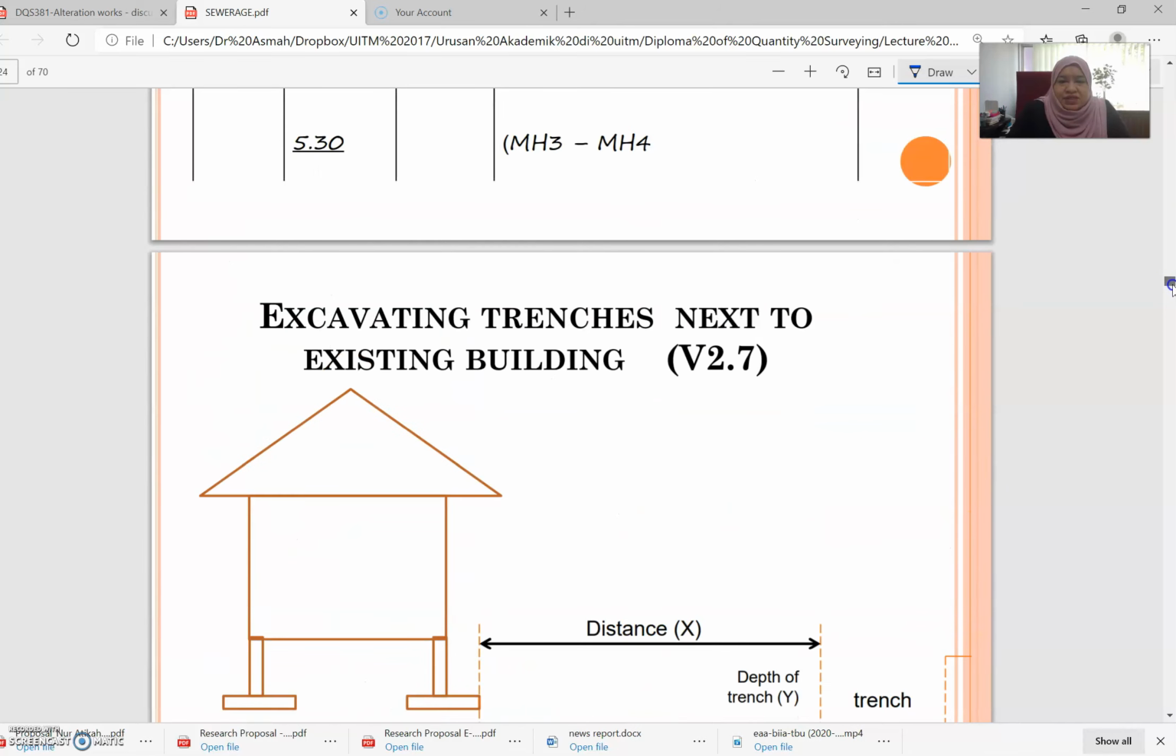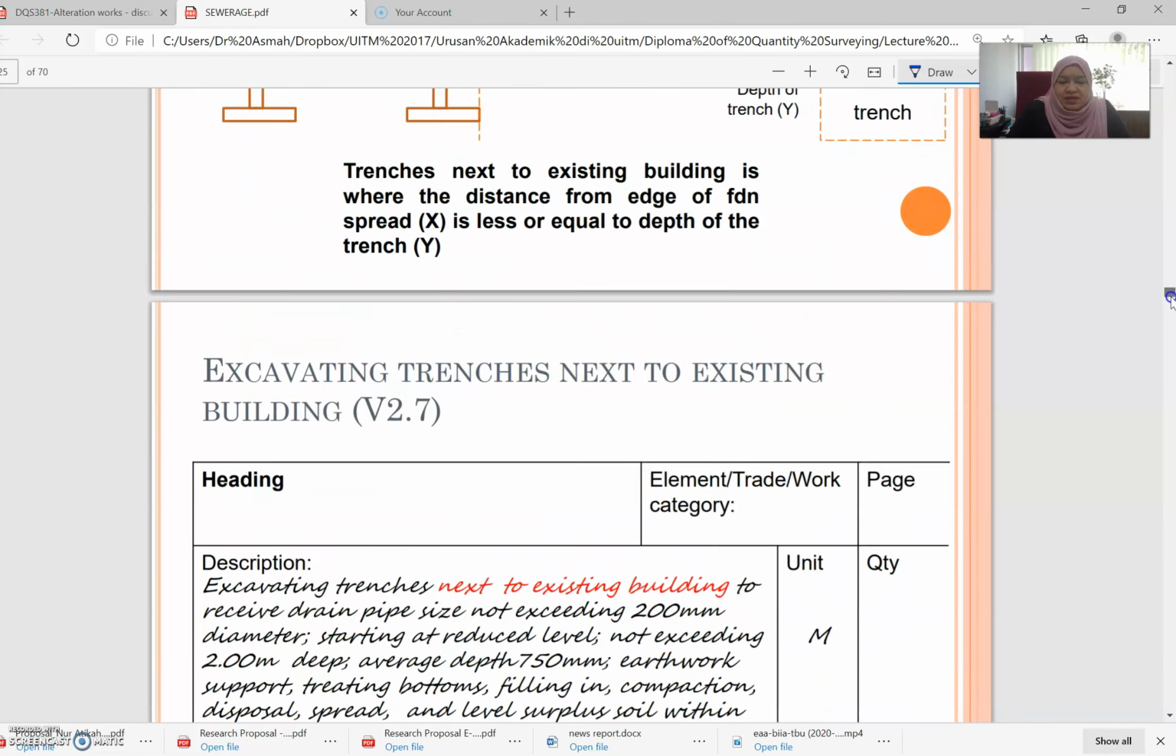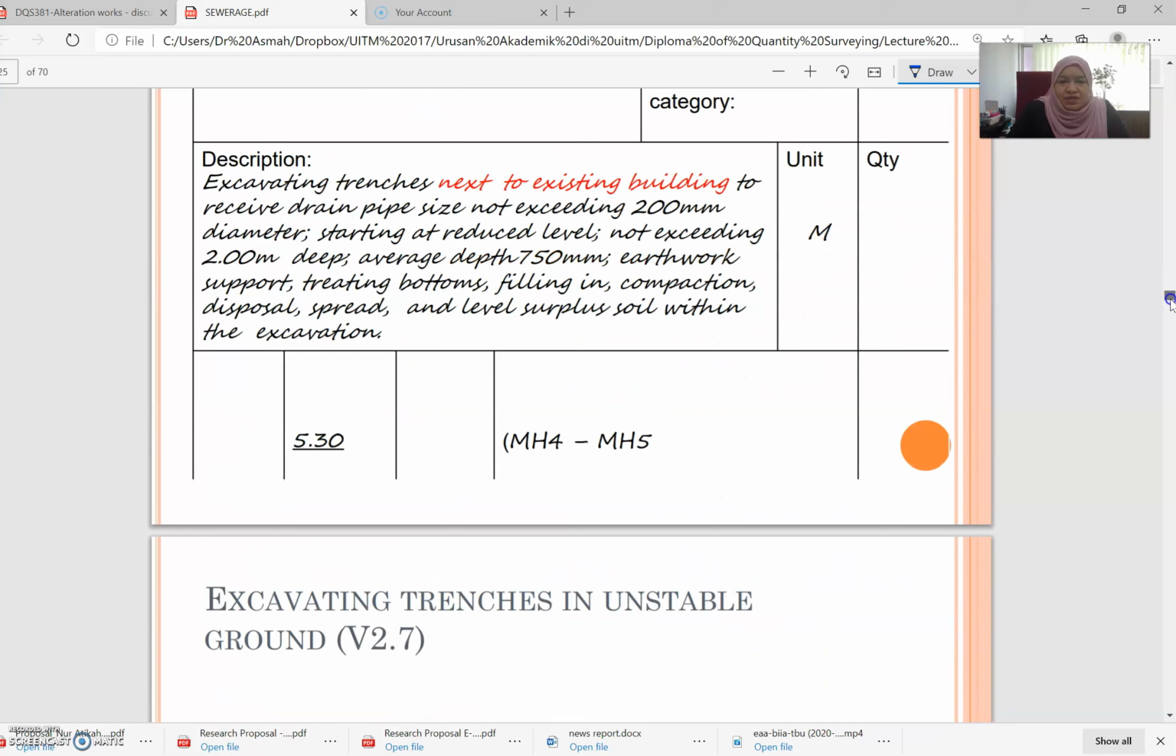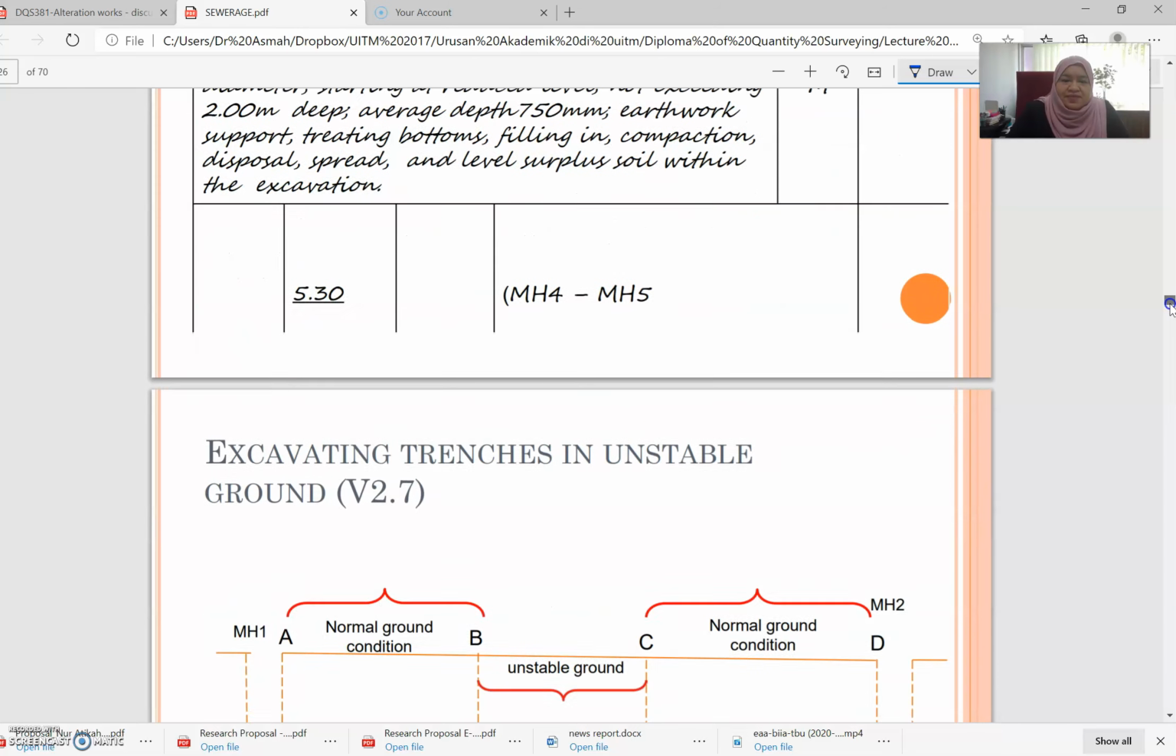Trench next to existing building. You need to mention that in your description. Don't forget the distance between the excavation and the buildings.